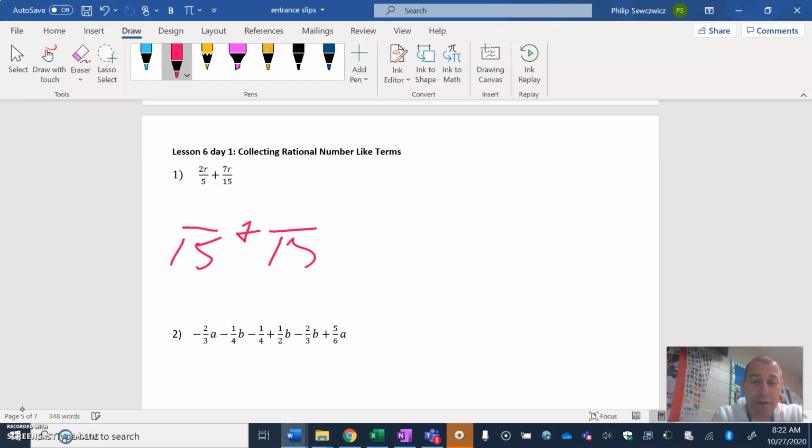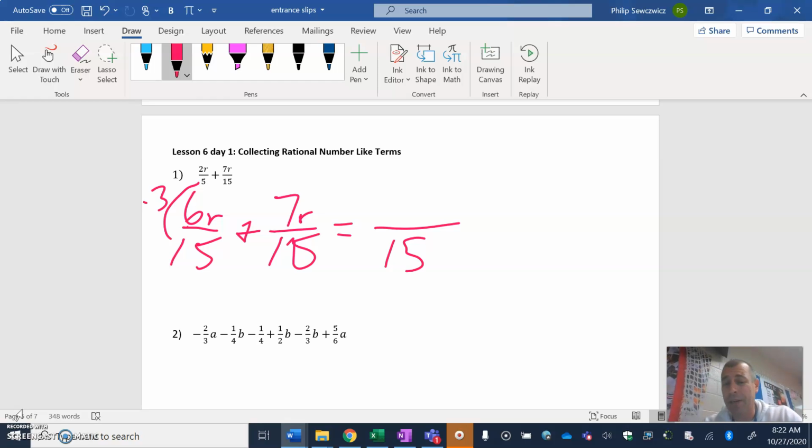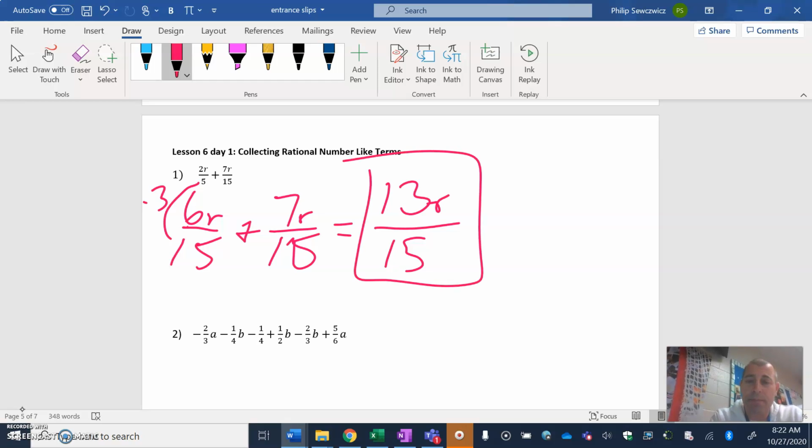So, what do you multiply a 5 by to get to a 15? A 3. So if I do 2r times 3, that's 6r. Nice thing about this side is nothing's changing. 15 times 1 is 15. 7r times 1 is 7r. All right, nothing to deal with there. So now we're going to add. Keep your denominator the same. And then 6r plus 7r, yep, 15r. That's it. Show's over.